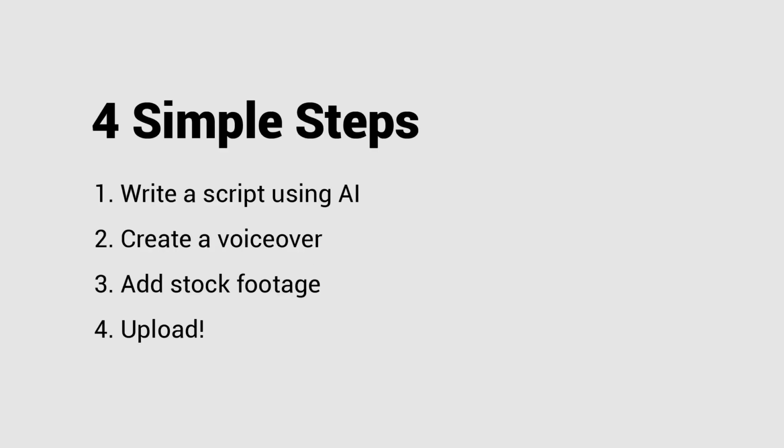So there's just 4 simple steps. Step 1, we're going to write a video script using AI. This AI is going to write a script for you and you simply just need to make a few tweaks. Then we're going to create a voiceover. We're not going to use a voiceover artist. We're not going to use your own voice. We're going to use another AI software that sounds very human.